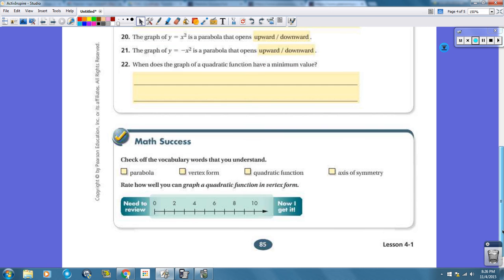And then that pretty much takes care of the notes. So these are the words that we talked about. Hopefully you'll be able to check these off and say, yes, I understand. And then I'd like you to rate yourself and let me know where you're feeling. So that's the end of this video, and I will see you on the next one.